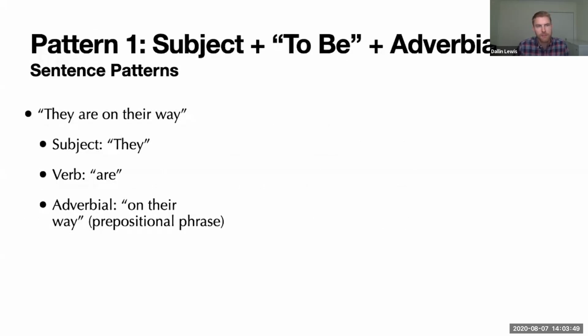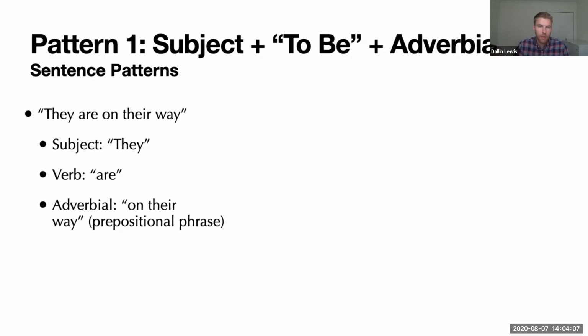Now, the first 2 types of sentence patterns use the to be verb, but they are different enough that we need to classify them differently. So the sentence pattern number 1 is when we have a subject and then the to be verb, and then some type of adverbial, like the prepositional phrase on their way, or here.